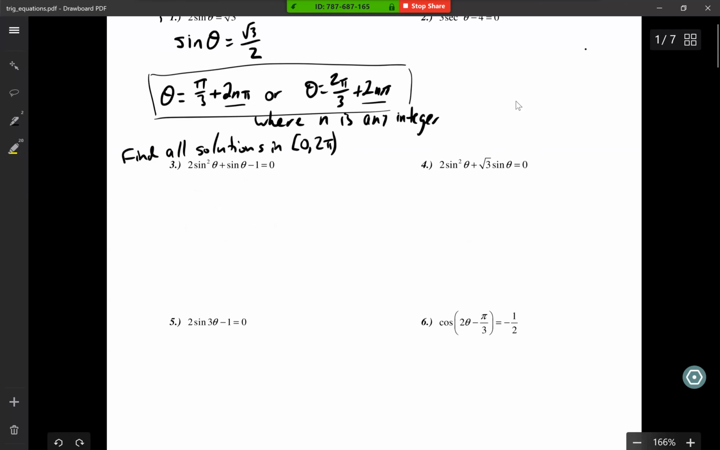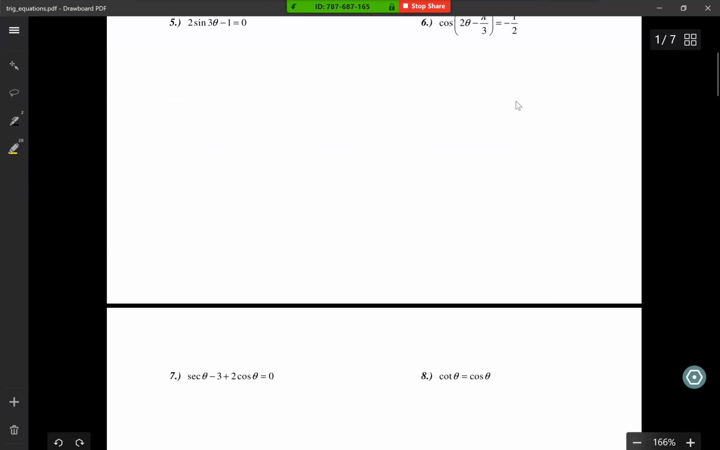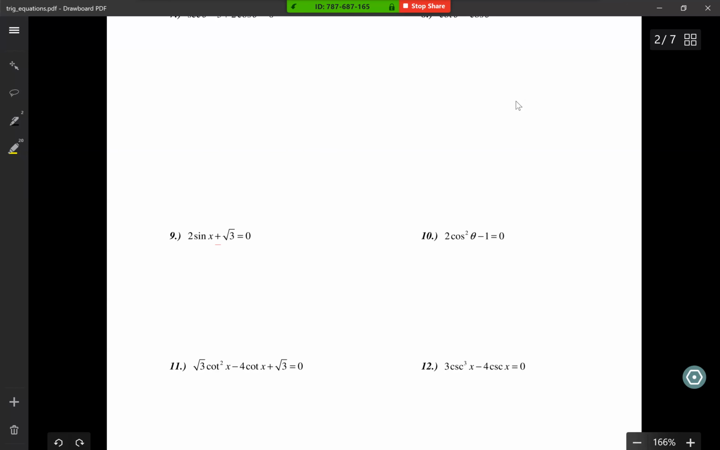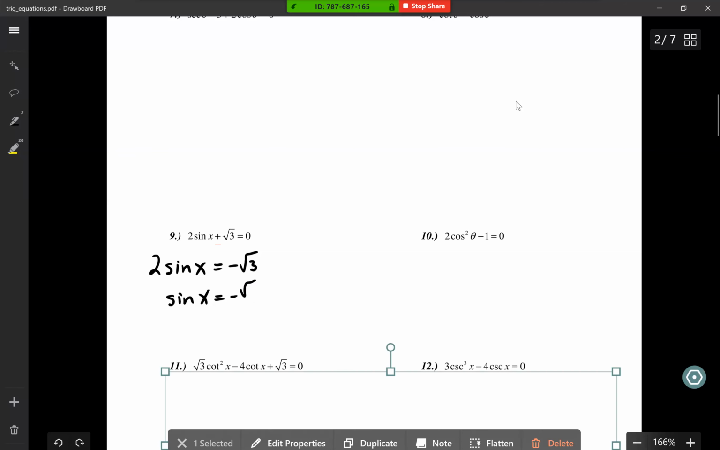So let's see if we can find another one that looks like that. I think there was another one down here. Let's look at number 9, which is almost exactly the same, where we've got 2 sine x plus square root of 3 is equal to 0. Again, the first thing we're going to do in this case is get sine of x by itself. So we will subtract the square root of 3 and then divide by 2, and then write a 2 in the wrong spot.